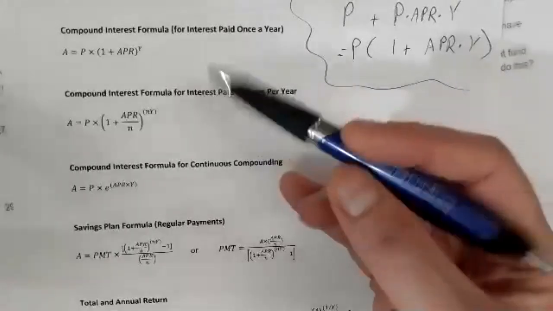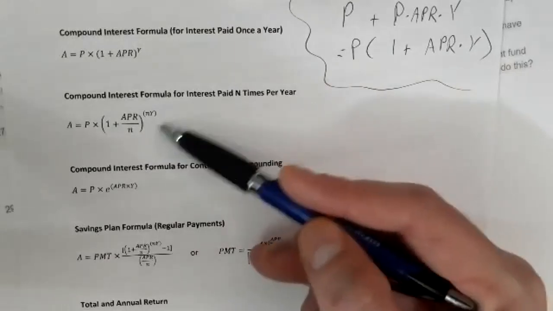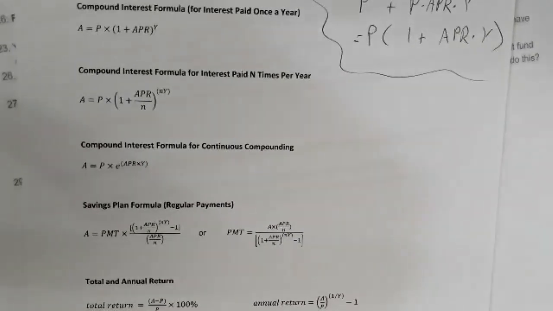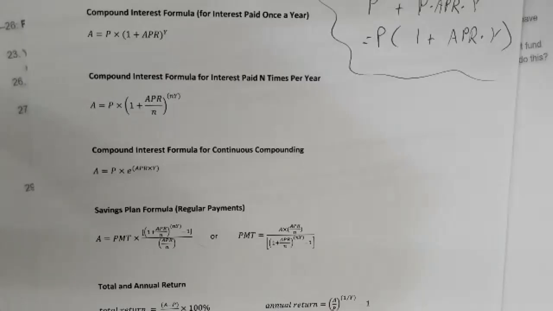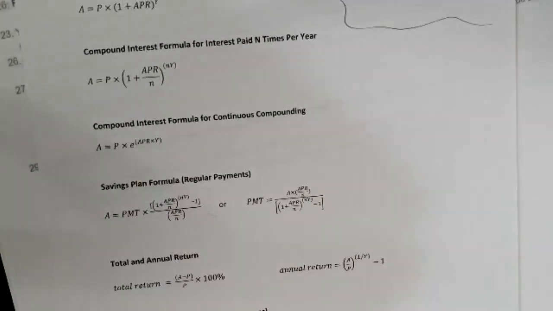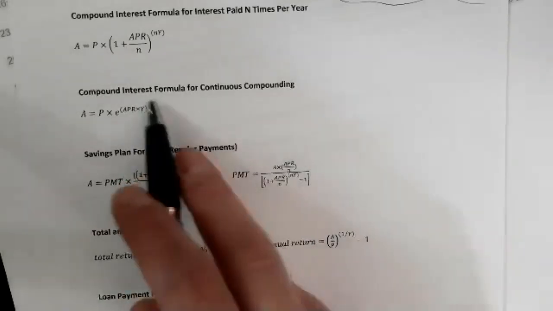So this is found when we compound once per year. If we compound more than once per year, we have to throw that n variable in there. So you do have to know what these variables mean. N is the number of compounding periods. Y is the number of years. My APR is my annual percentage rate. My P is my principal. This lowercase e, that's Euler's constant. You have to know that these things are exponents.